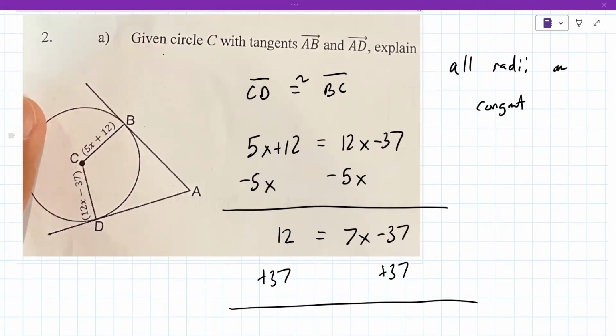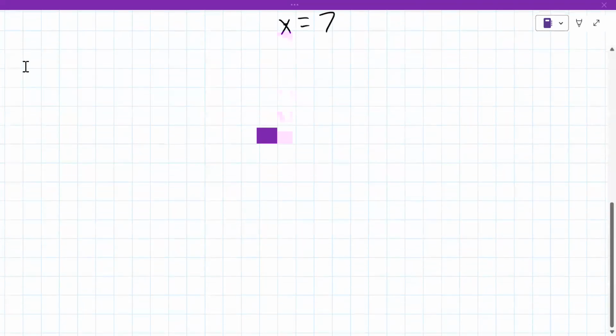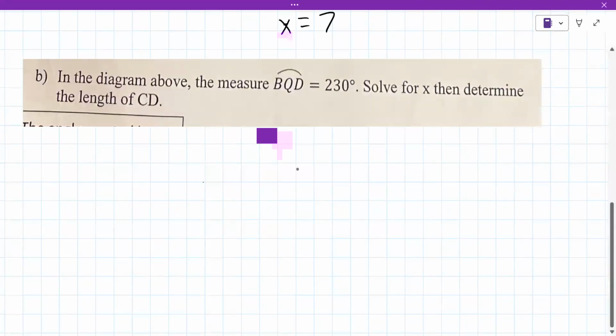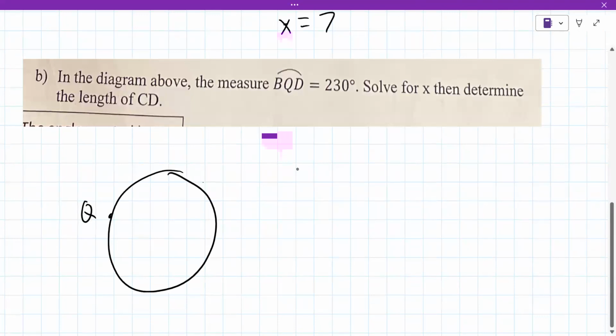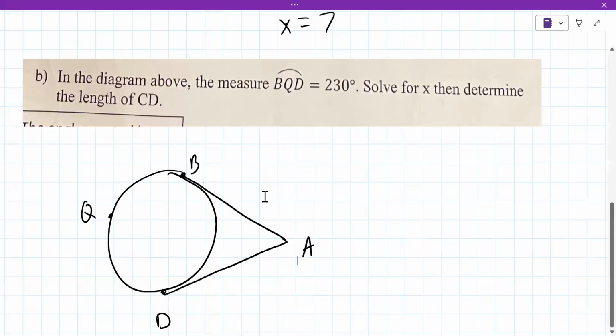So let's move on to letter B. The letter B refers to the same picture you just had, although I think your finger is covering up the Q on the picture you sent. It's saying that arc B to Q to D is 230 degrees.